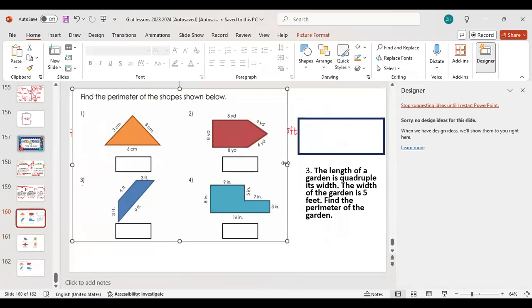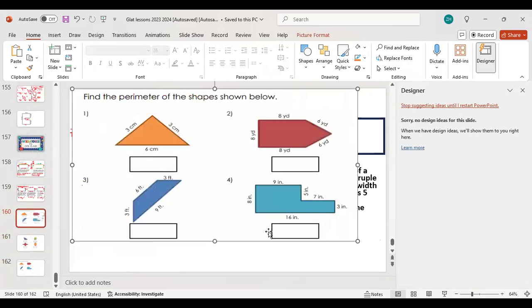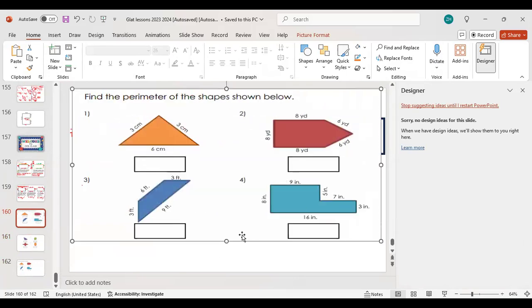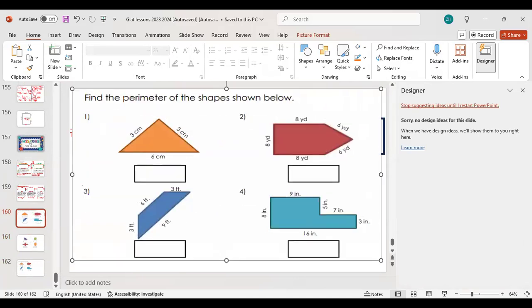I'm going to tell you the answers, and you let me know if you got it. I got 12 centimeters for number 1. Number 1 is 12 centimeters. Did you all get that? Yes, sir. Number 2 is 36 yards. I got that. Number 3 is 21 feet. I got that.